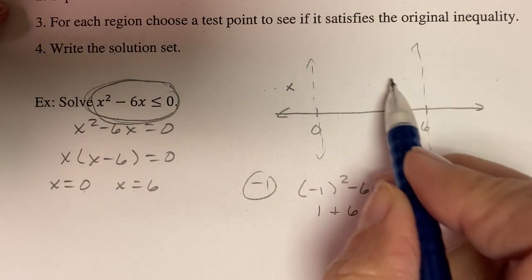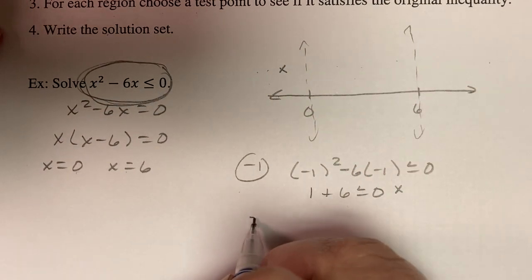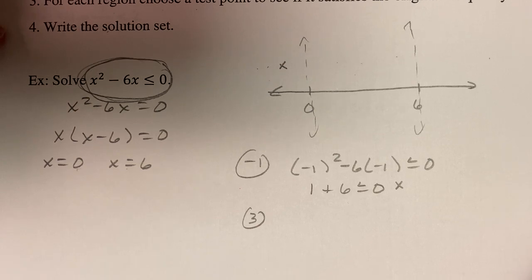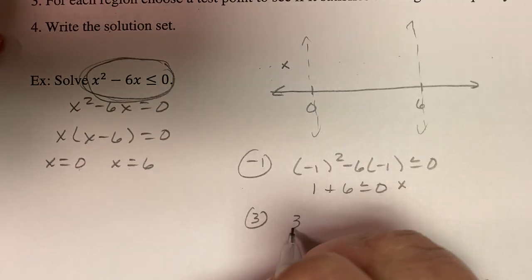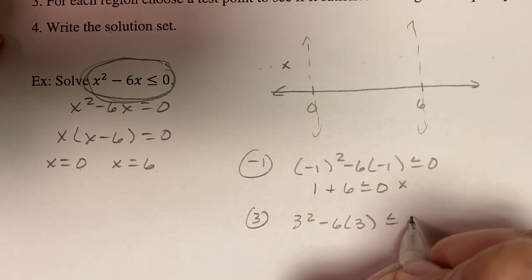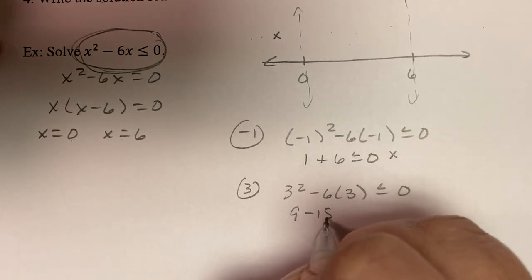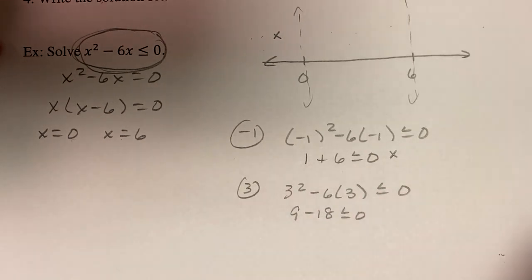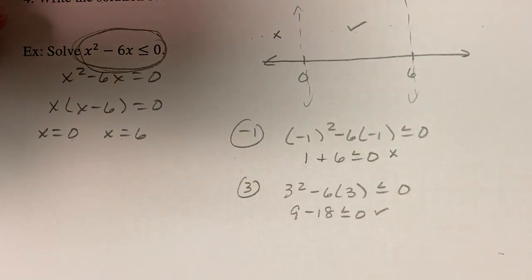Let's take something from the middle region and test that. Again, it can be anything in there. How about if we test a 3? Well, if I plug a 3 into my inequality, I'm going to get 3 squared minus 6 times 3. Is that less than or equal to 0? Well, I'm going to get 9 minus 18. Is that less than or equal to 0? That's looking pretty good. So I'm going to go up here and put a check.